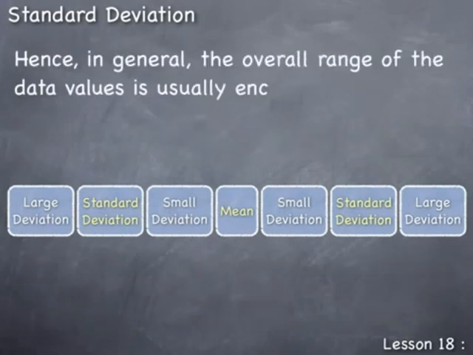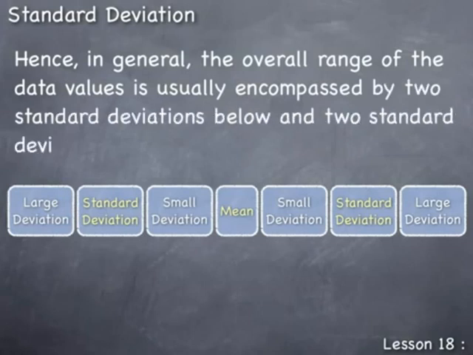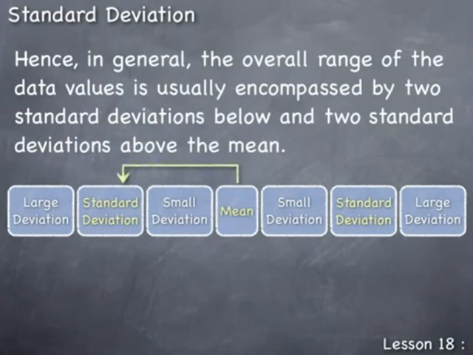Hence, in general, the overall range of the data values is usually encompassed by 2 standard deviations below and 2 standard deviations above the mean. So if you go from the mean 1 standard deviation below, you get to the middle of the below average. When you do a second standard deviation below the mean, you get towards the end of the below average data values. The same is true on the above mean side.